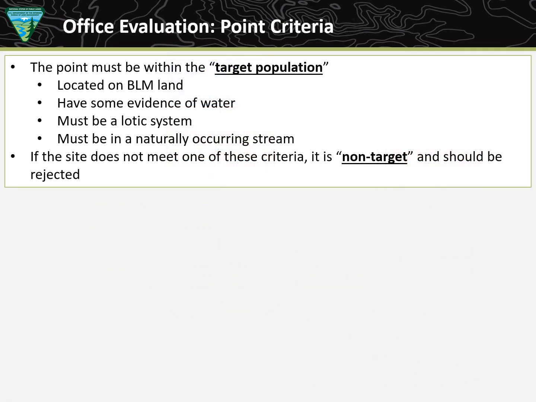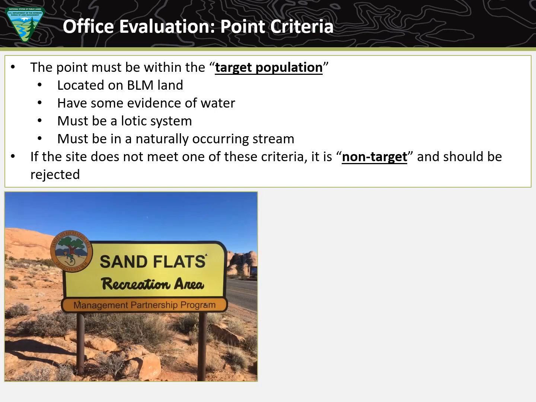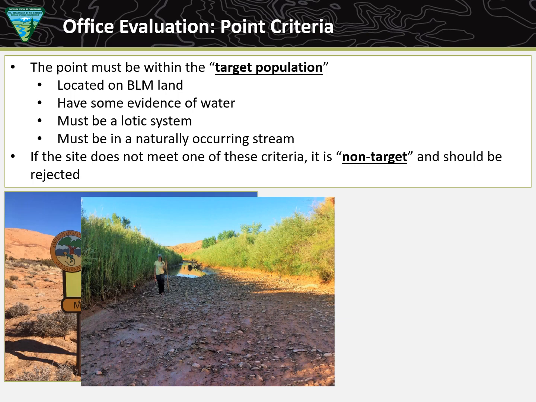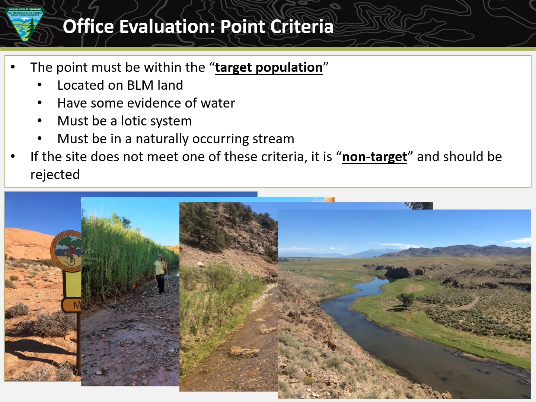The first step in site evaluation from the office is to determine if the point is within the target population. Target population points are located on BLM land, have some evidence of water, must be a lotic system, and must be in a naturally occurring stream. If the point does not meet all of these criteria, it is deemed non-target and is rejected.